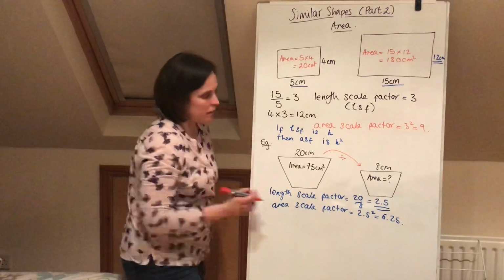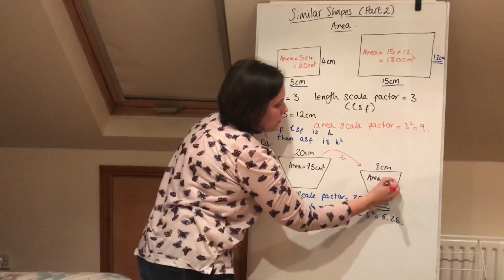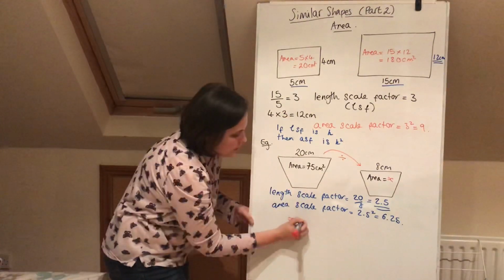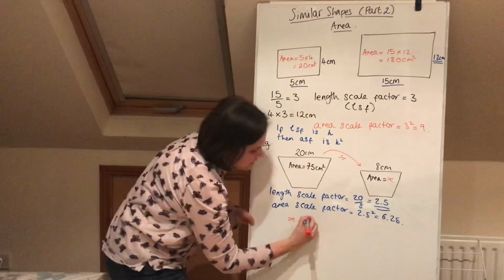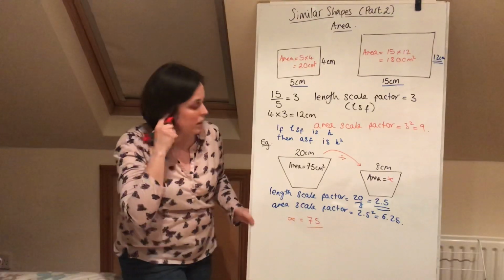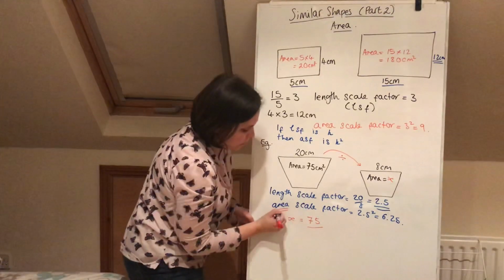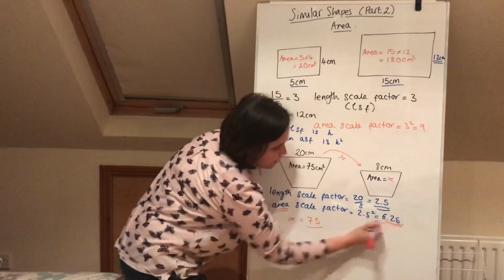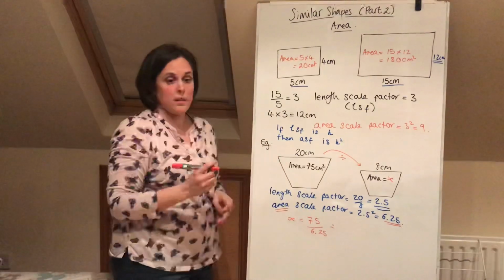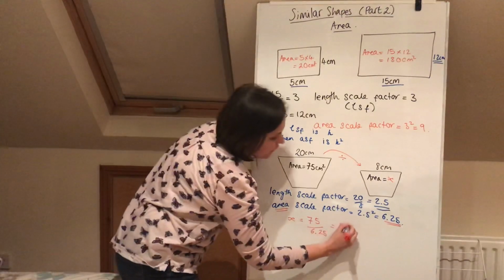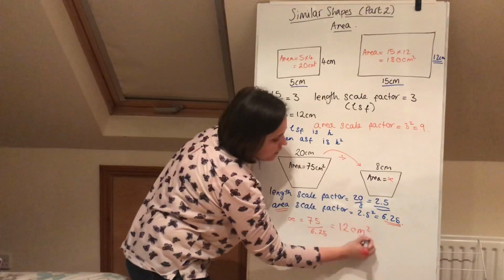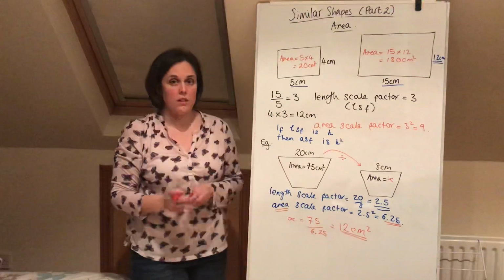So our missing area, let's call it X. I always think it's easier if it's got a name. So our missing area X is just equal to the area of the bigger shape, which is 75, divided by the scale factor, and it's the area scale factor, importantly, which is 6.25. And if you do 75 divided by 6.25, and you can just do it on your calculator, you get 12. Now remember your units, this is an area, so it's 12 centimetres squared.